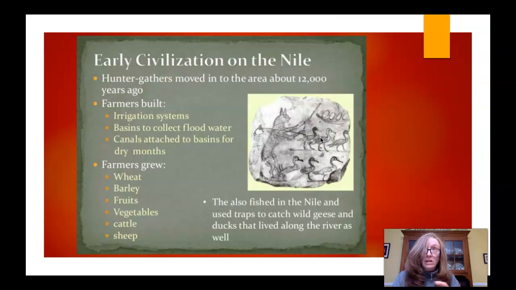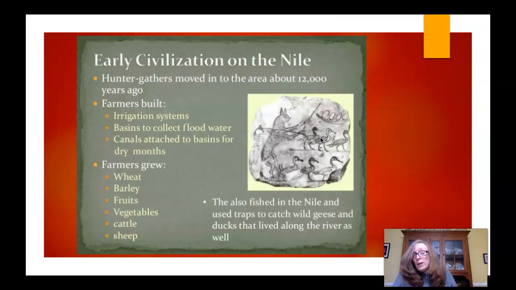So, when the civilization first started, the hunter-gatherers were drawn to the Nile River because obviously there was fish there to be caught, there was wildlife to be hunted, and as they started to settle down and to domesticate those crops, they then began to build these infrastructure projects. So they built irrigation systems, basins to collect the floodwaters, canals to attach those basins to the drier land and bring the irrigation water to the drier land during those drier months.